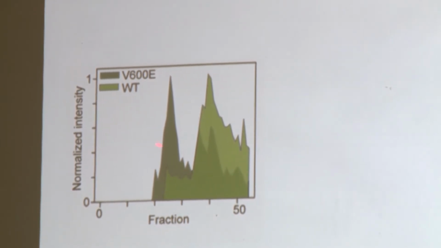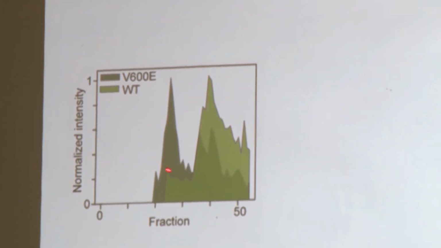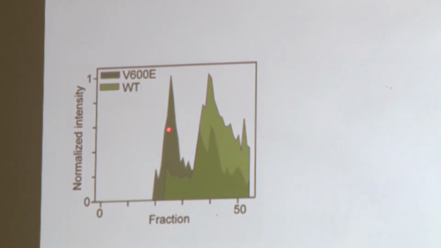So basically what this tells us is that we have a large complex in the oncogenic variant, and this large complex is only very little abundant in the wild type variant, whereas in the wild type variant we have a small complex, and this small complex is much less abundant in the oncogenic variant. So we have two different complexes dependent on wild type or oncogenic BRAF.